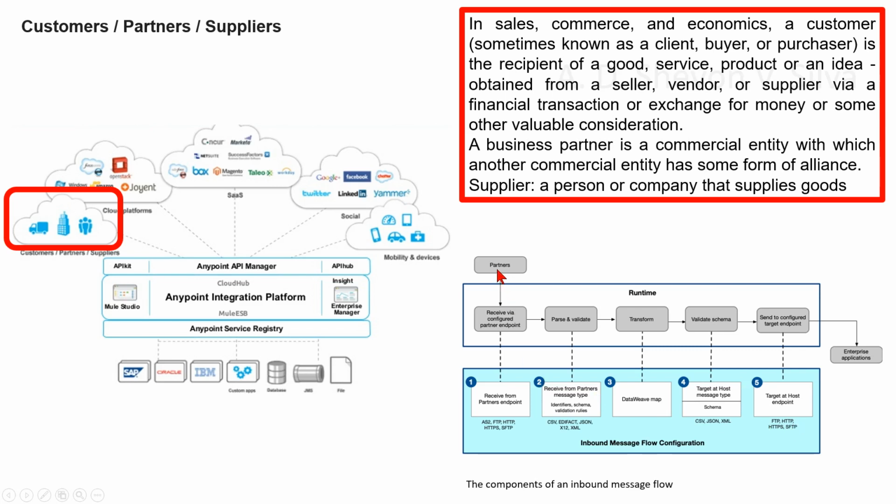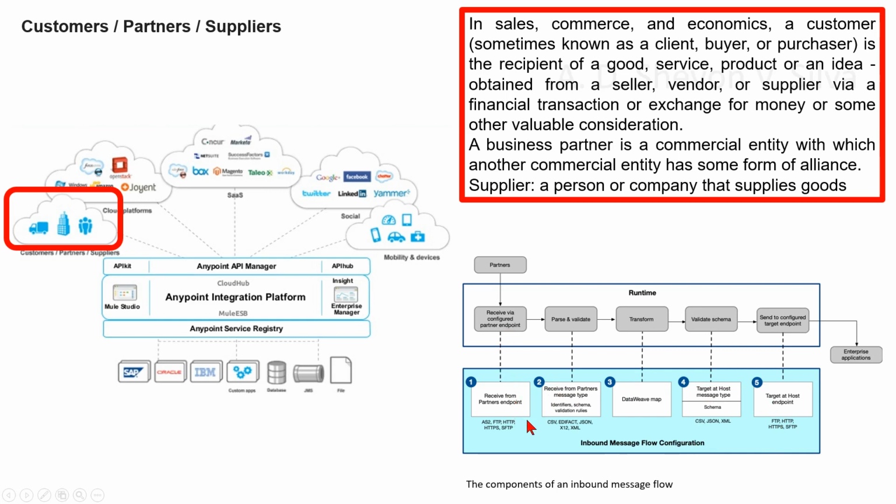Here the partner is going to do receive via configured partner endpoint. Receive via configured partner endpoint, parse and validate, transform, validate schema, and send to configured target endpoint are in runtime. And the receive via configured partner endpoint interacts with receive from the partner endpoint, and receive from the partner endpoint, receive from partners message type, data view map, target at host message type, and target at host endpoints are in inbound message flow configuration.